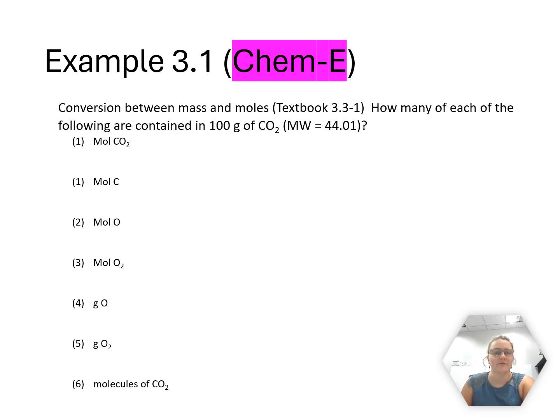So as a little bit of review, we have an example problem here. This is going to be example 3.1, and this is a chemical engineering style problem. We want to convert between mass and moles. So we want to know how much of each of the following are in 100 grams of CO2, which has a molecular weight of 44.01 grams per mole.